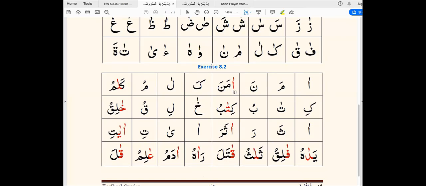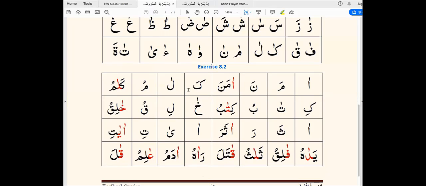So we have Amana, Amana. Kalamu, Kalamu. Okay, good. Try this one again. Amana. Well done. And this one? Kalamu. Try it once more.